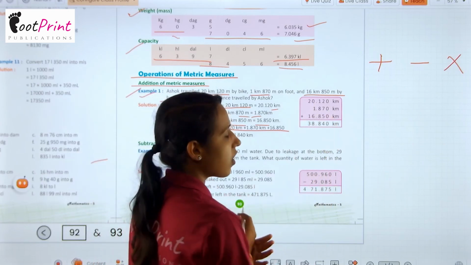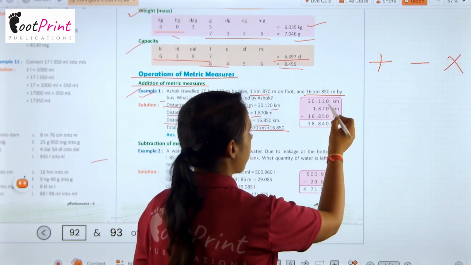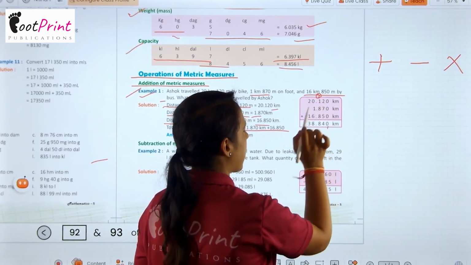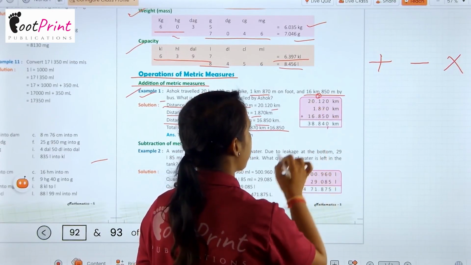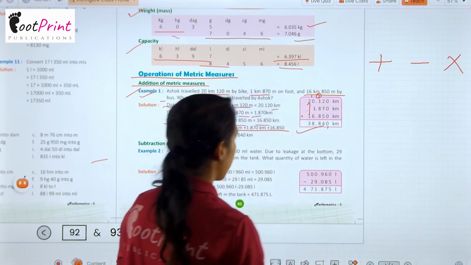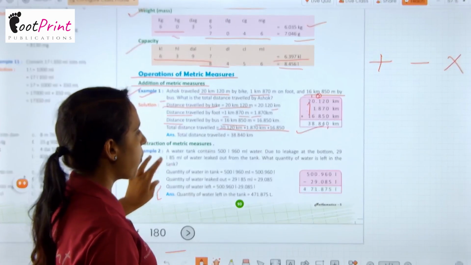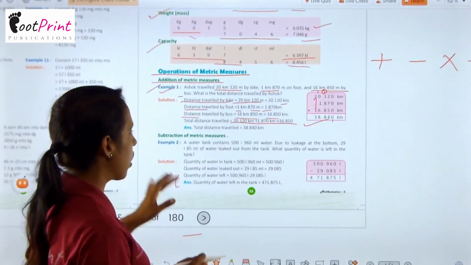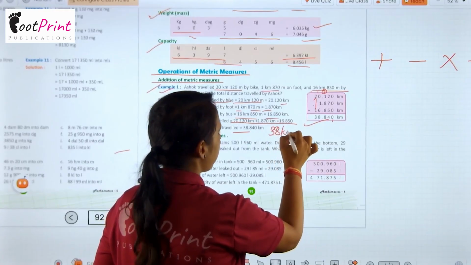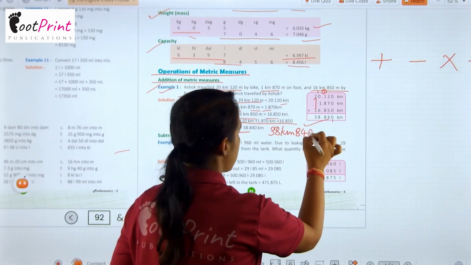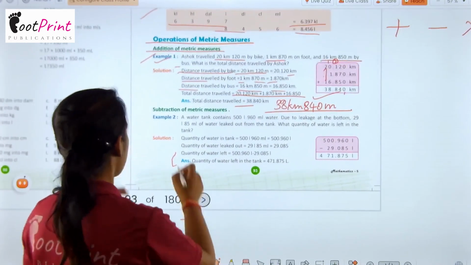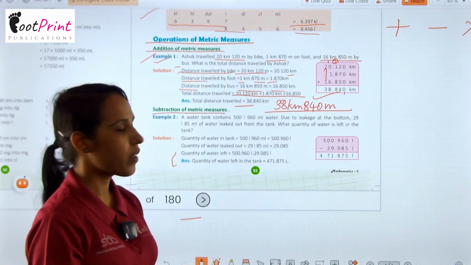Earlier we learned how to add decimal numbers. The decimal will be in the same place. Okay, so here we have 0, 2, 7, 9, 5, 14, 1, 2, 8, 10, 10, 8, 18, 6, 1, 7 and 1, 8 and 2 and 1, 3. So we get 38.840 kilometer, or we can write 38 kilometer 840 meter. Okay, now we learn subtraction of metric measures.